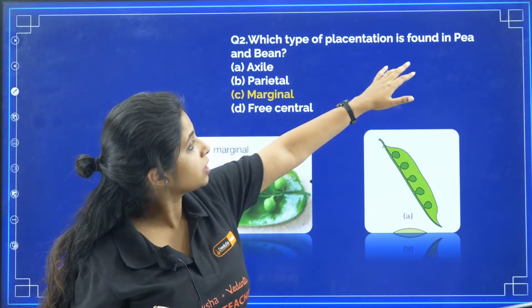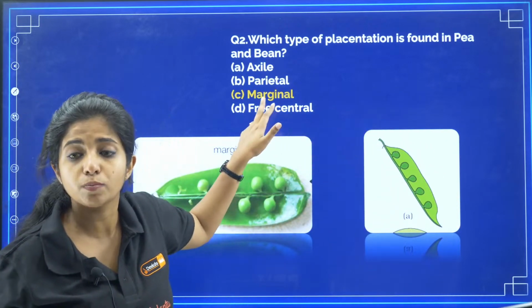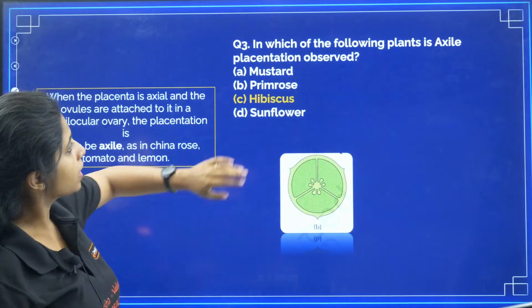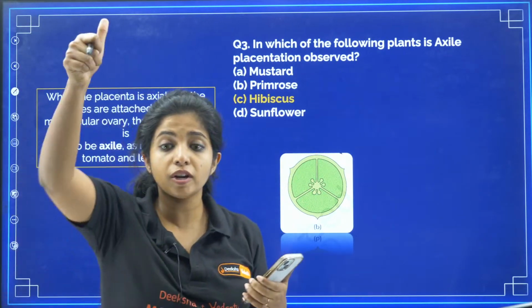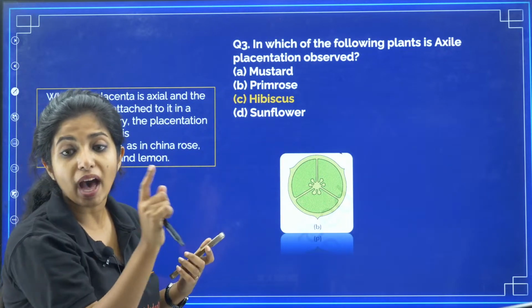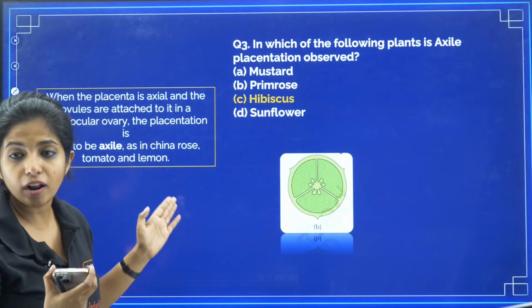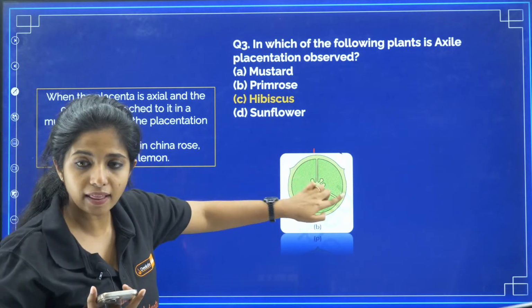Next, which placentation is found in pea and bean? So over here, marginal. At the margin, you find the placentation. So pea and bean have marginal placentation. Remember that. Second thing, in which of the following plants is axial placentation observed? Again, you're talking about axial placentation. One, you talk about tomato. Apart from that, you have it in hibiscus or China rose. So China rose, hibiscus and lemon, all of them are examples of axial placentation. In between you have the ovules and they have lines.